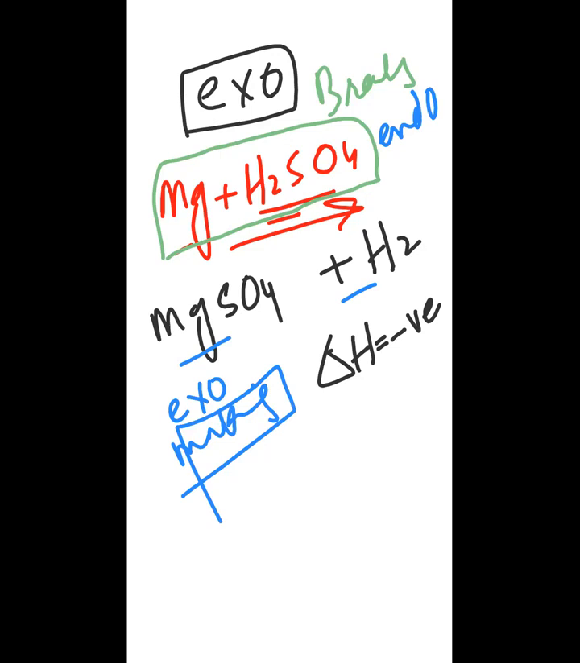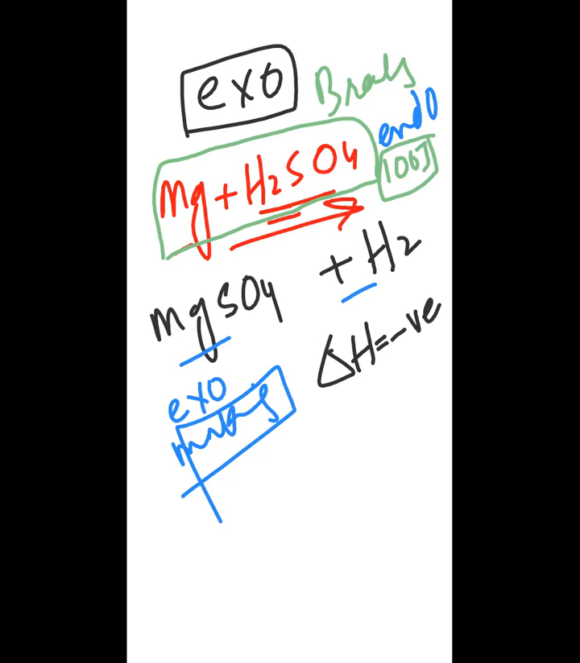Why? Let's suppose the reactants are absorbing 100 joules of energy. They have to absorb energy so that they can become energetic. When they get energy, they start vibrating or moving. Due to vibration or movement, their bonds become weak, and it is very easy for them to break. So they are absorbing energy. At the product side, there is new bond formation. Magnesium is making a bond with the sulfate group.